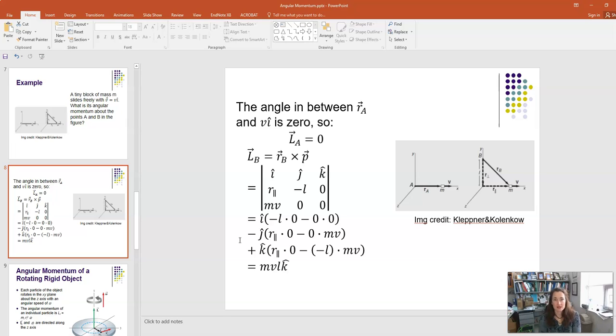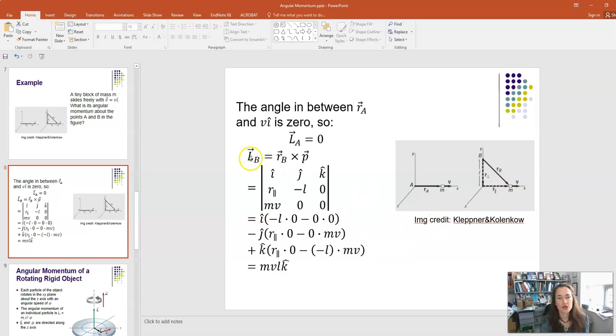And so that means that the magnitude of the angular momentum would also be 0 because, remember, there's a sine theta component, and the sine of theta is the sine of 0, which is 0. So the angular momentum about the point A is 0. But it's not going to be 0 for point B. And this illustrates the idea that the angular momentum about different origins or points of the same object will not necessarily be the same.